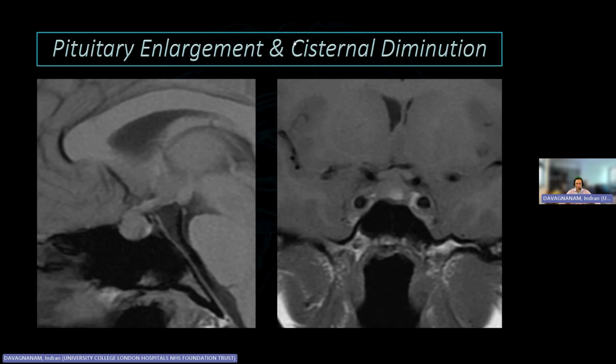they get congested. So as you can see here, the pituitary gland becomes slightly bulky and it extends into the suprasellar system. The suprasellar system diminishes in terms of its space, and you get this congestion around the pituitary gland, which is also a known sign.